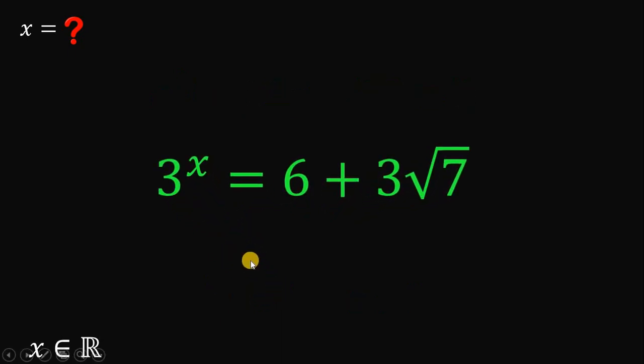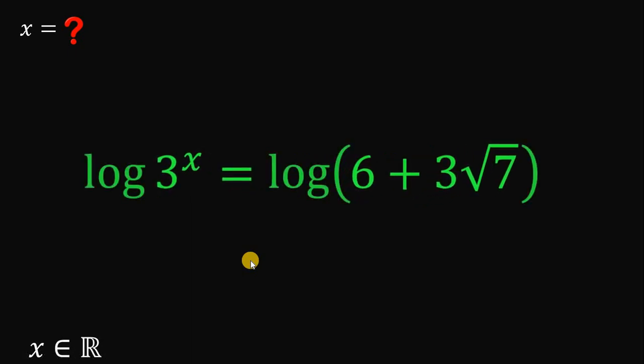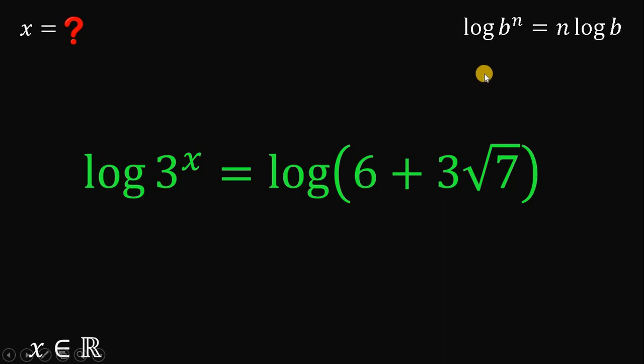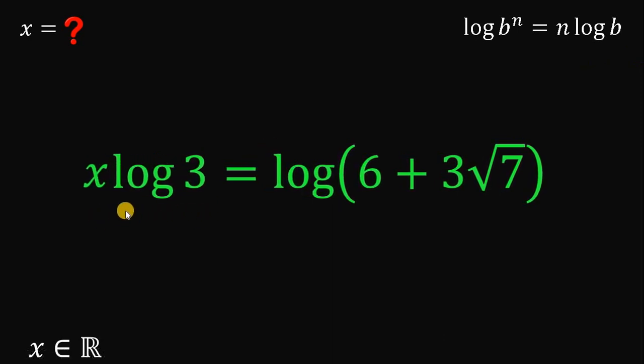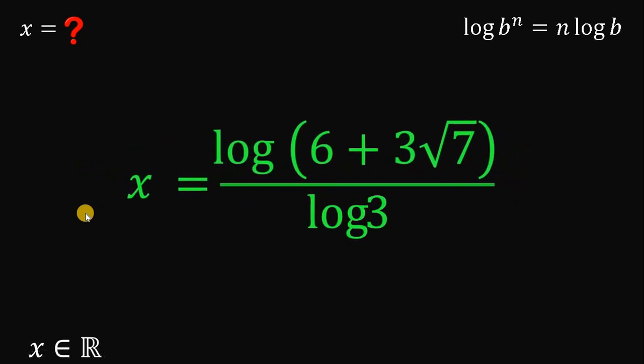Now, to solve for the value of x, let's take the logarithm on both sides. And now, let's use some laws of logarithm. If we have logarithm of b raised to the power of n, it is equivalent to n times logarithm of b. Therefore, the left-hand side of our equation can be written as x times logarithm of 3. Now, let's divide both sides by logarithm of 3 because we want the value of x.